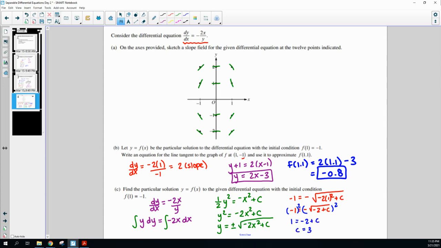So since c is equal to 3, we're just going to plug that in where our c is, and we're going to end up with our particular solution, which is y equals, we're using the negative because it's for that point in the fourth quadrant, negative square root of negative 2x squared plus c, and c we know is 3, so plus 3. And this would be our particular solution.